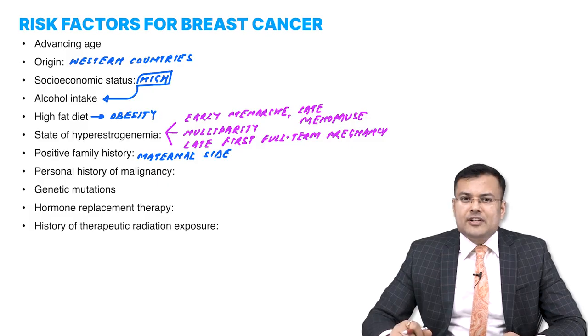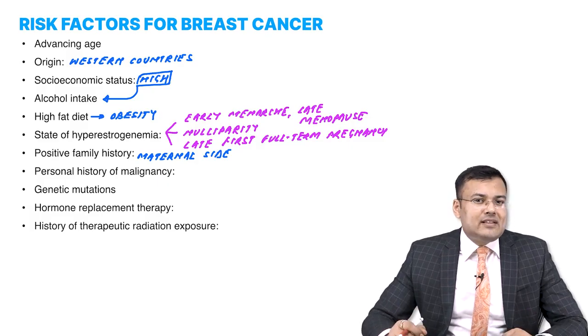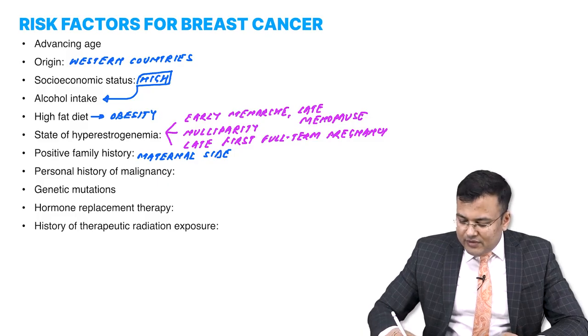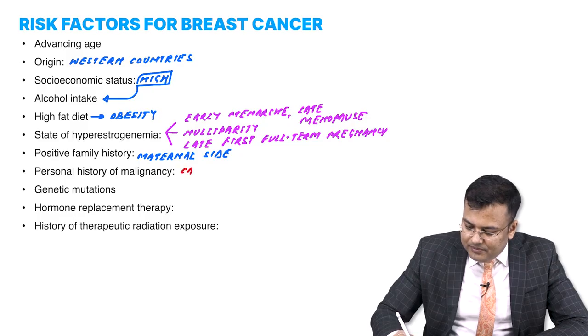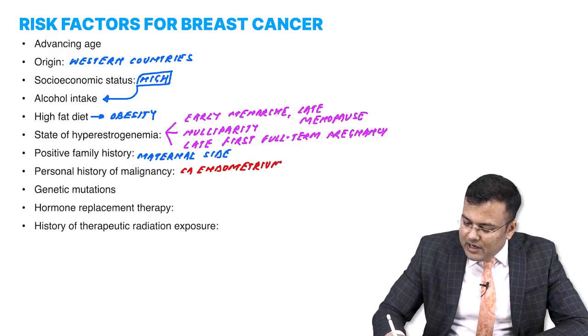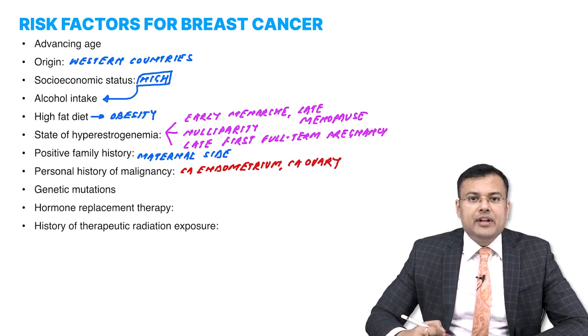Next, personal history of malignancy. Can you tell me which malignancies? Adenocarcinomas. So which adenocarcinomas in females? Carcinoma endometrium and carcinoma ovary.